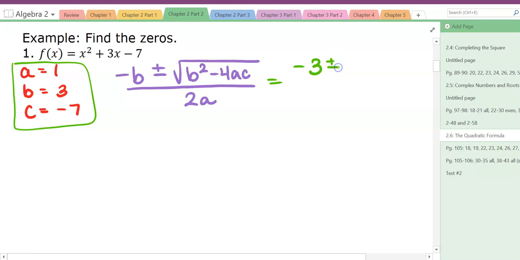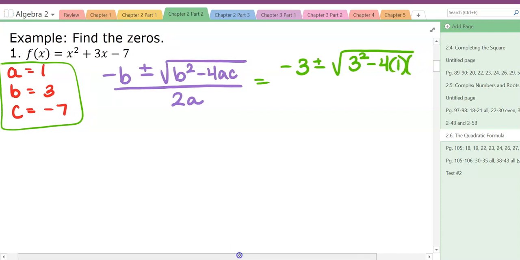Plus or minus the square root sign, and then we have 3 squared minus 4. In for A, you're going to put a 1. In for C, you're going to put a negative 7. So all of that's contained underneath that square root sign. And then this is all over 2 times 1.